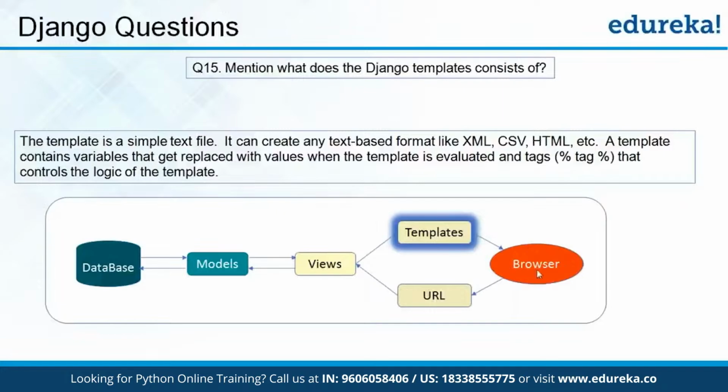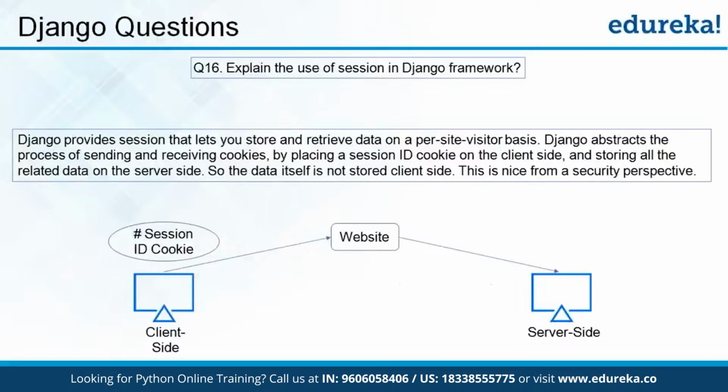And you pull up this URL route through the browser, and it will render the template and give it back to your browser. This is the workflow of a particular HTTP request as such. But what does a template contain? XML, CSV, and HTML as well. Are you all clear?